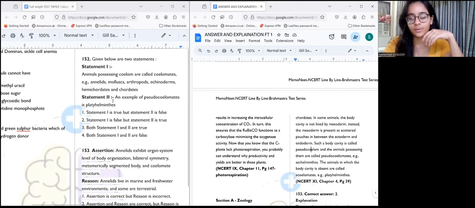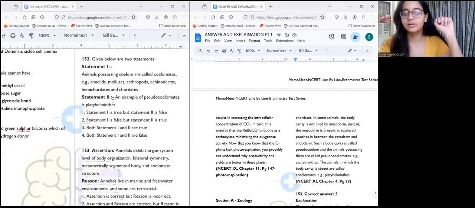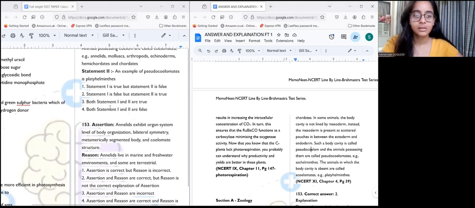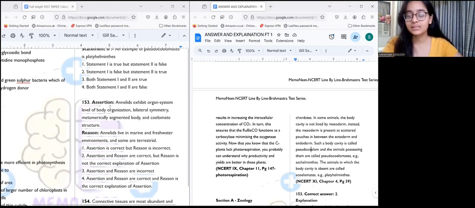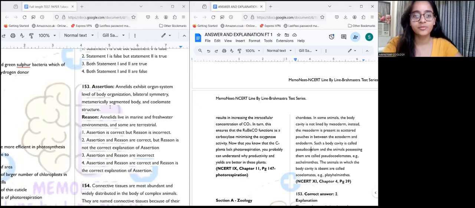Again, revising for this question. There are three types of animals based on the coelom, that is mesoderm lining the body cavity: coelomates, acoelomates, pseudocoelomates. Coelomates have mesoderm lining the body cavity. Acoelomates do not have mesoderm lining the body cavity. In pseudocoelomates, mesoderm is present, but it's not lining the cavity. It is present in pouches between the ectoderm and the endoderm. And the example for pseudocoelomates is Platyhelminthes. No, it's Aschelminthes.